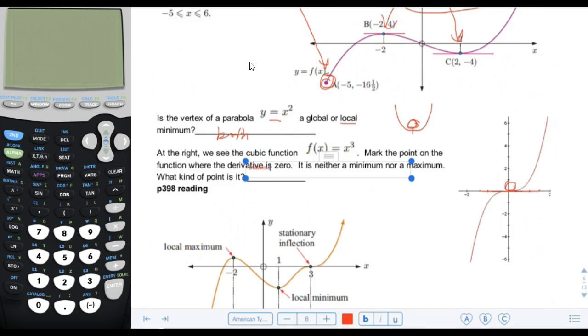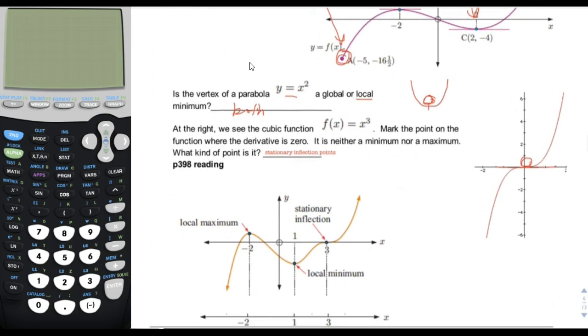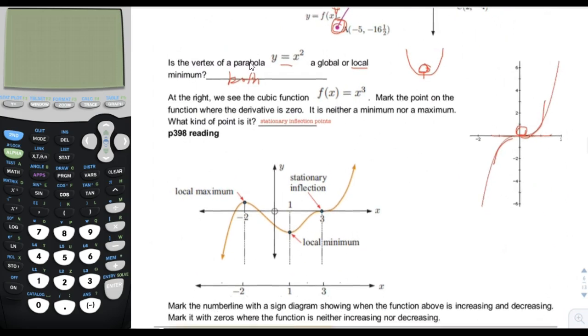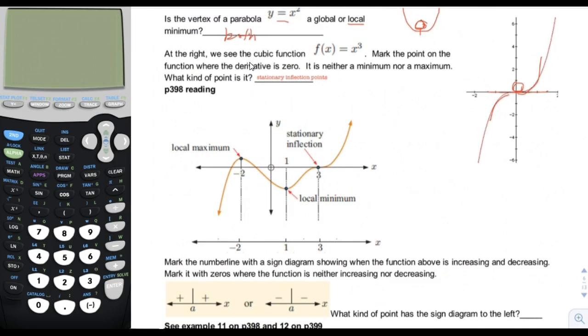Stationary inflection points do have derivatives of 0, but they are not local minimums or local maximums. On the right, it looks kind of like it would be a minimum, and on the left, it looks kind of like it's a maximum. Okay. It's where the curve kind of, instead of curving one way, it starts curving the other way.